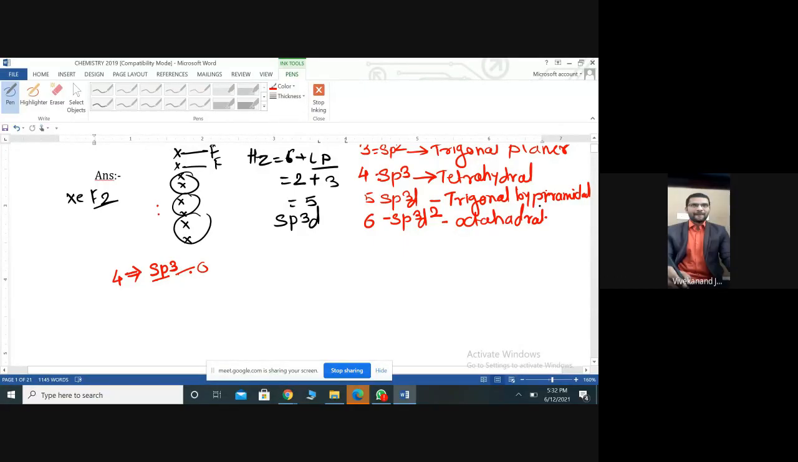Is it right? No, we made a mistake. So what will be the answer? Give me the answer. If we have 0, it means 4 sigma bonds will be there. There may be a chance there will be 1 lone pair. Maybe we have 2 lone pairs. There may also be a chance that we have 3 lone pairs.